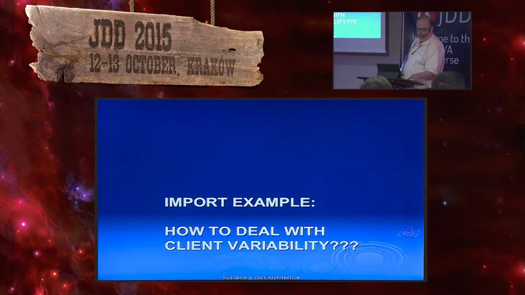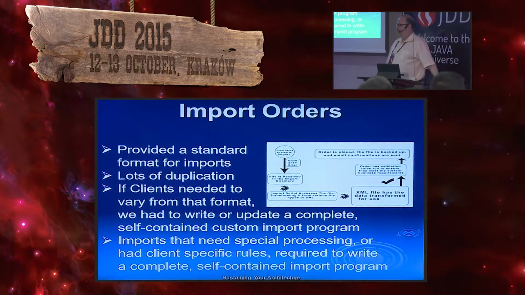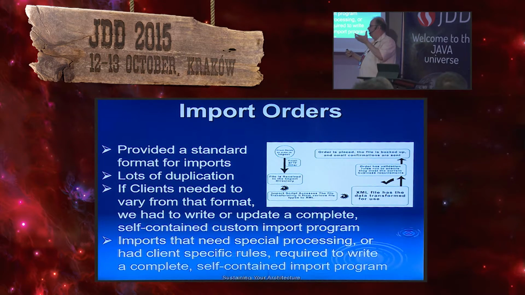So let me jump into an example on this. We have enough time, and then I'll leave plenty of time for questions. The example is: how can we deal with client variability? I'll give you an example that I worked on for a company out in Silicon Valley a few years ago. I had a team of developers, and we developed a system for importing orders. We also imported a lot of other types of things. But from the simplest perspective, we had this standard format for imports.